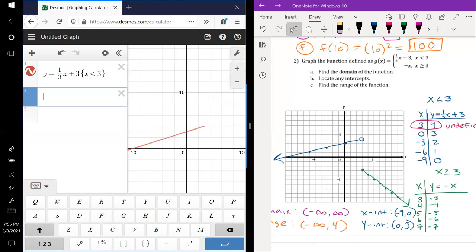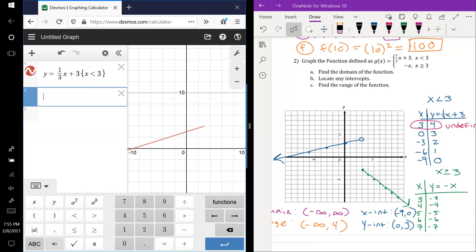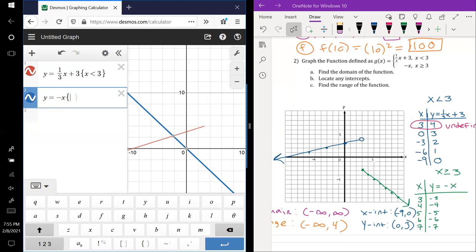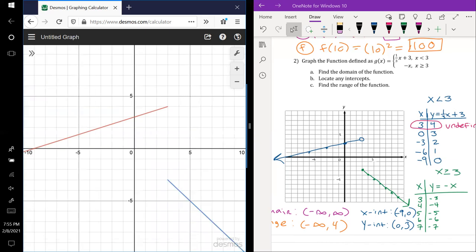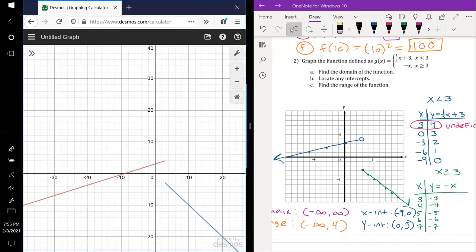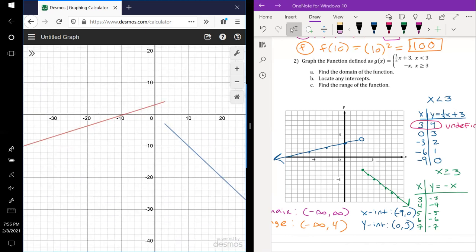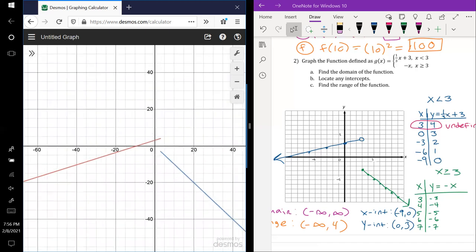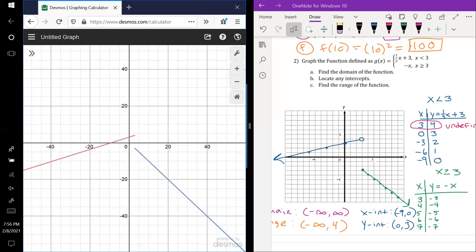And look at that. It graphed it for us there. And then I'll say y equals negative x. And again, I'll put the bracket there for x greater than or equal to 3. And this has graphed everything just as we have. And these look exactly the same. So this graph is headed off towards negative infinity, and we come up and stop at our undefined point, right? 3 and undefined, open circle, just like I said. And then if you come up here, we're at 3, negative 3, just as we have plotted. Okay, cool. So that's one way to check your work.